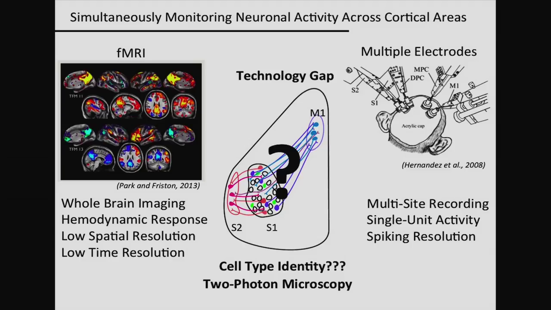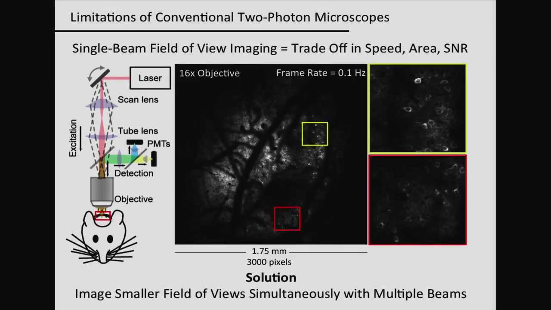There are technologies where you can image activity simultaneously across brain areas. On one end of the spectrum, you have fMRI, which gives you whole brain activity, but limited spatial and temporal resolution. On the other end of the spectrum, you have single unit, multi-site electrophysiological recordings, which gives you spiking resolution. But what I argue is there is a bit of a technology gap in that none of these technologies really allows you to identify particular cell types that you're interested in monitoring. Next slide. This is what two-photon imaging allows you, the optical ability to identify particular cells.